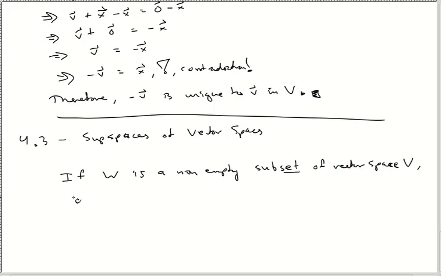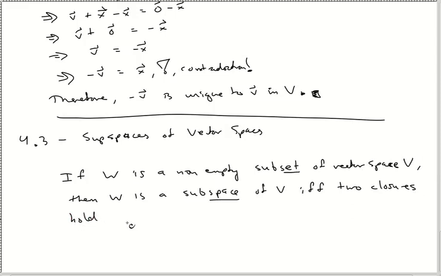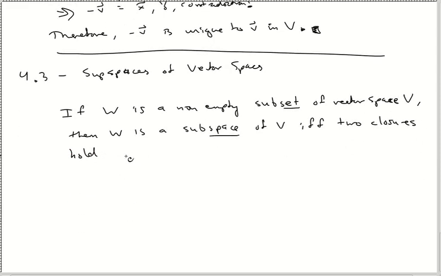then W is a subspace of V if and only if the two closure properties hold. Or closure conditions or something like that. Let me go ahead and list them out one more time. I already know them, but this is more proper here. If u, v are both elements of W, then u plus v is also an element of W. So this is the closure under vector addition.